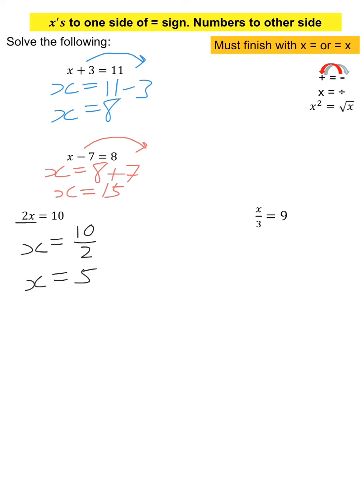Last one here, we have x over 3 equals 9. That means x divided by 3 equals 9. So if we bring the 3 to the other side, when a divide goes across the equal sign, it becomes multiply. So x now is equal to 9 times 3, so x is equal to 27. Okay, let's do a few more.